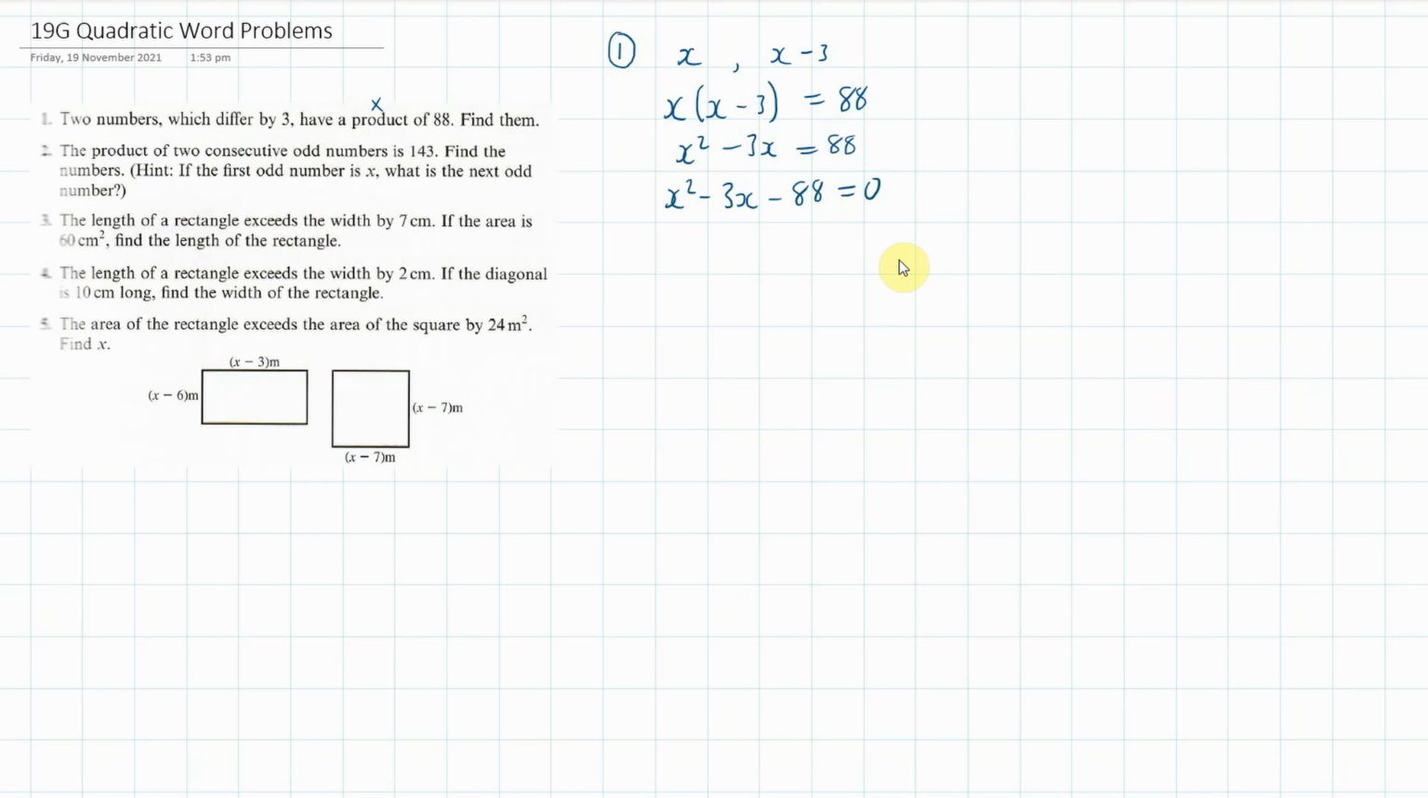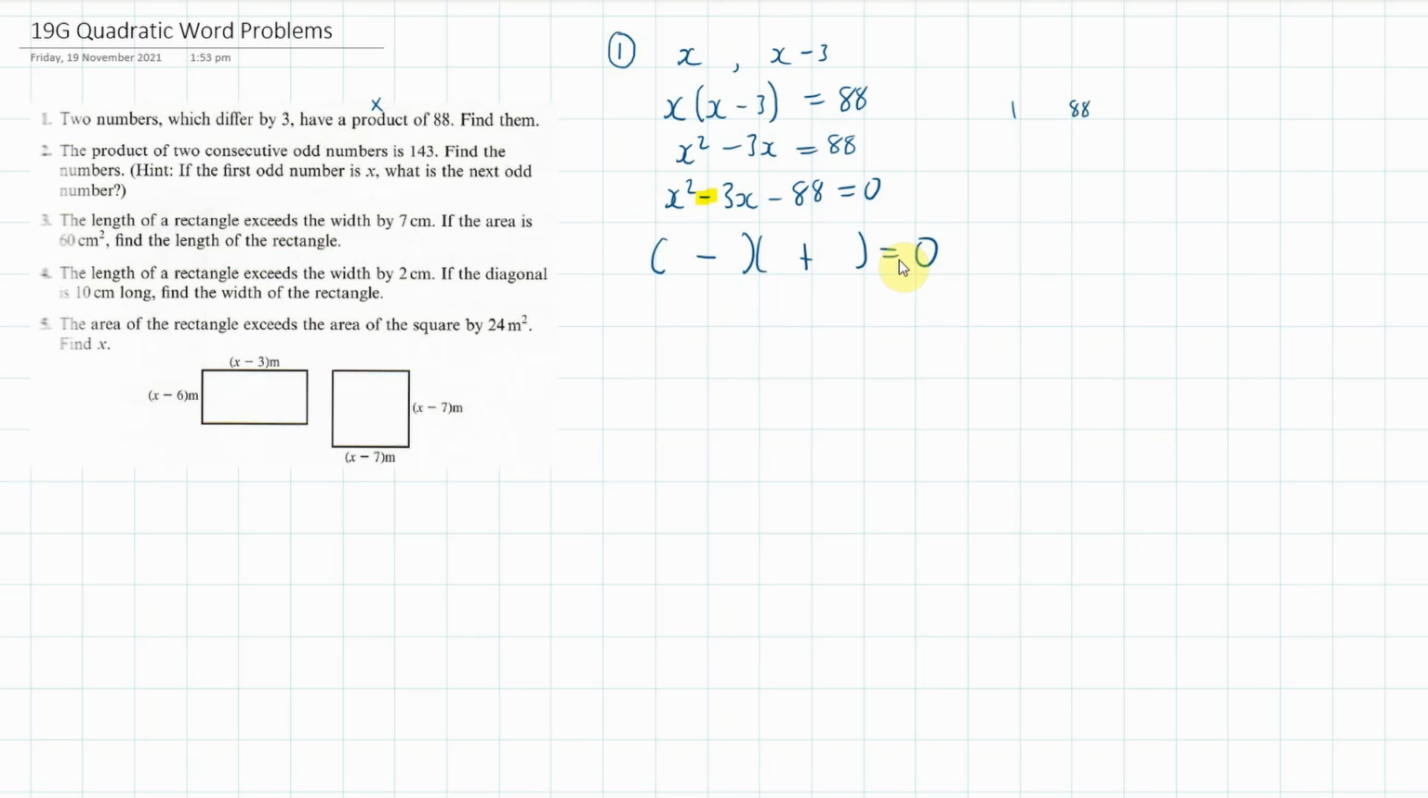Now at this point we've got to think, what are the factors of 88 that add to minus 3? You can see it's a type 4, which means that we're going to have mixed brackets. We're going to have one minus and one positive. And the difference between the factors must be 3, and the bigger factor must be negative because of this negative here. So let's think about our factors of 88.